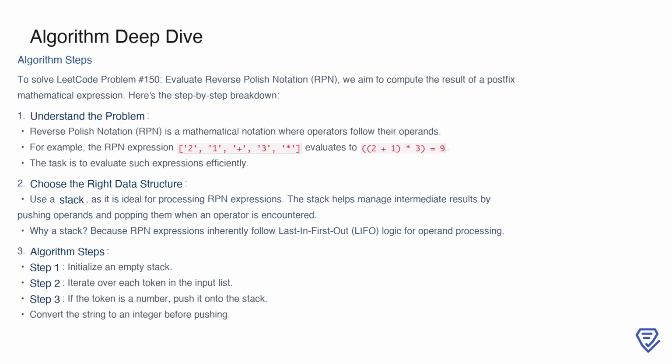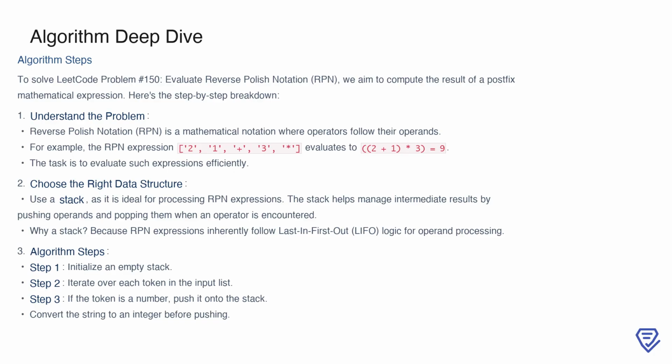To solve the problem of evaluating reverse Polish notation, or RPN, we first need to understand its structure. In RPN, the operators come after their operands. For instance, the expression 2 1 + 3 * translates to (2 + 1) * 3, which evaluates to 9. Our task is to evaluate these expressions efficiently.